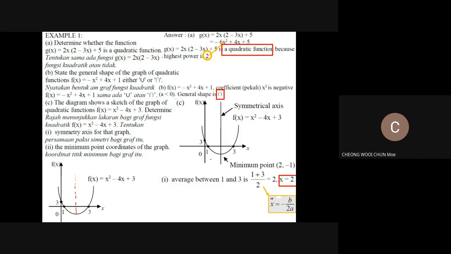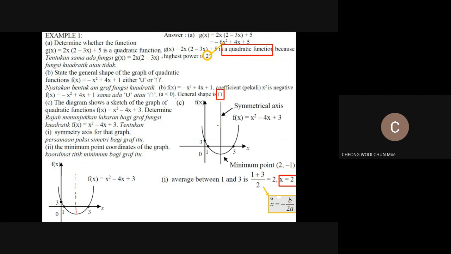So to get the symmetry axis, take 1 plus 3, divided by 2, because it is the middle point. So it's 4 divided by 2. You use a calculator, so you get 2. So you must write x equals 2. Only this is the line x equals 2.